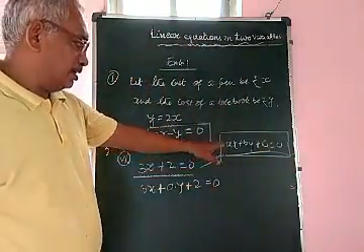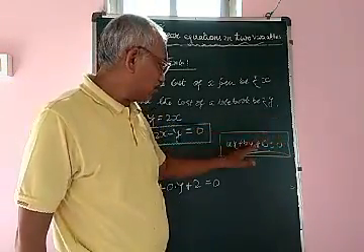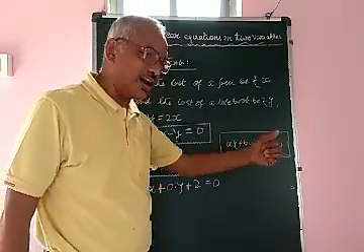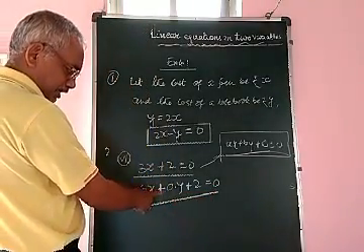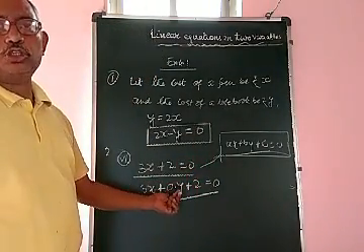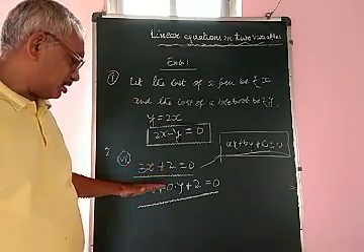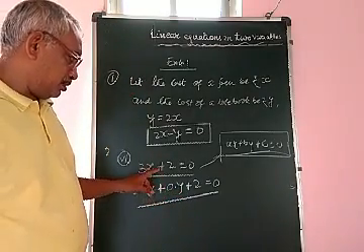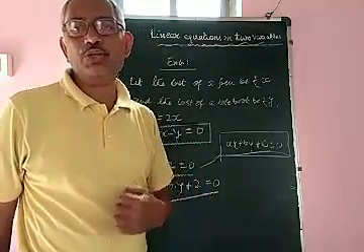an equation of the form ax + by + c = 0 is called a linear equation, where a, b and c are real numbers and a and b are not equal to 0. And here we find that 3x + 0 into y + 2 = 0. Here b is equal to 0. So we cannot say that 3x + 2 = 0 is a linear equation in two variables.